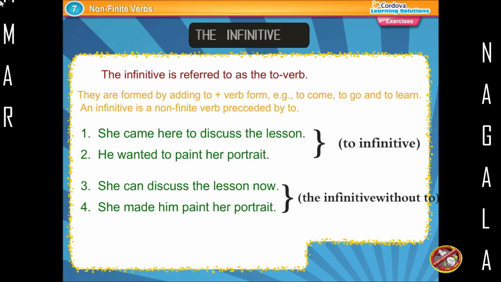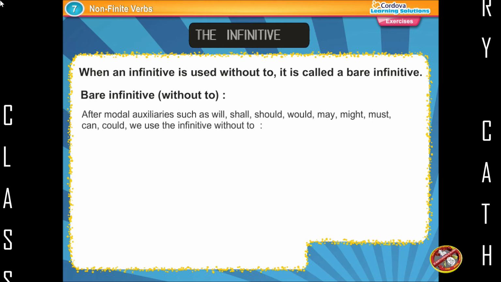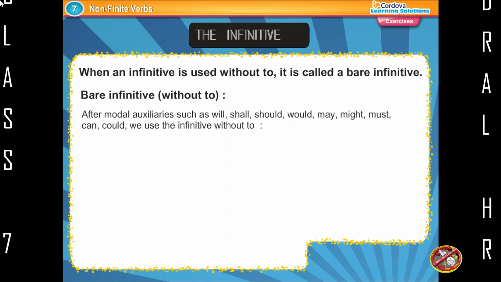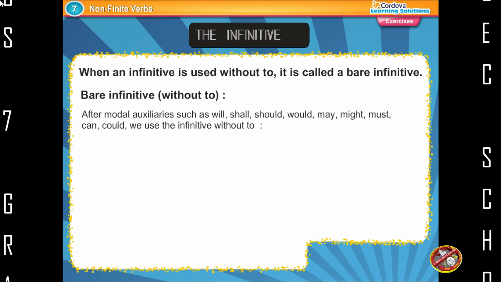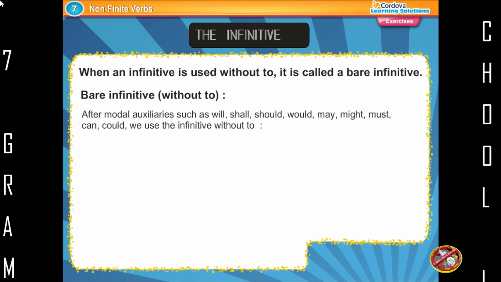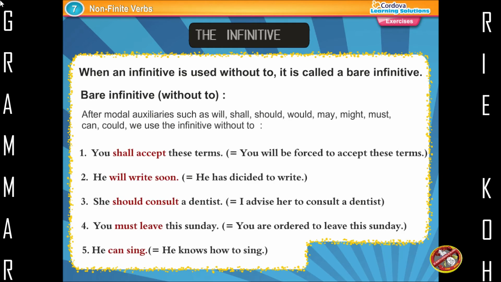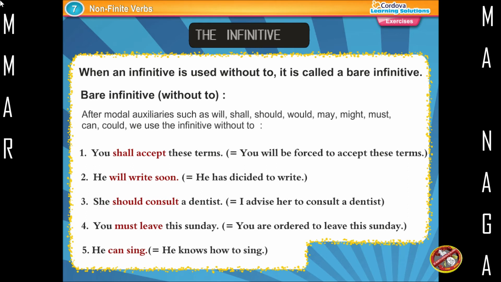The infinitive without to. When an infinitive is used without to, it is called a bare infinitive. After modal auxiliaries such as will, shall, should, would, may, might, must, can, could, we use the infinitive without to. You shall accept these terms. You will be forced to accept these terms.